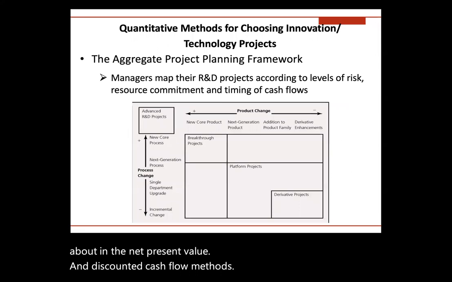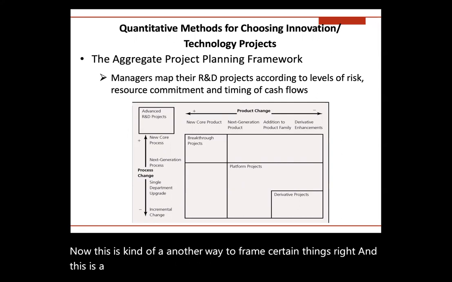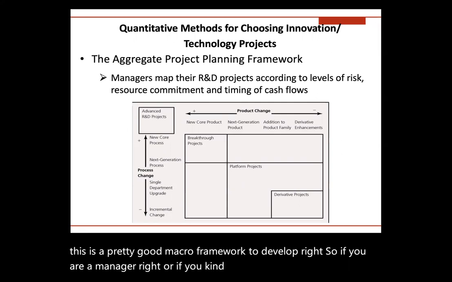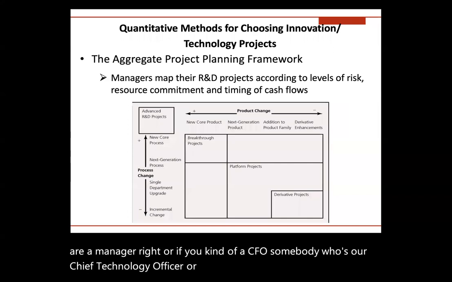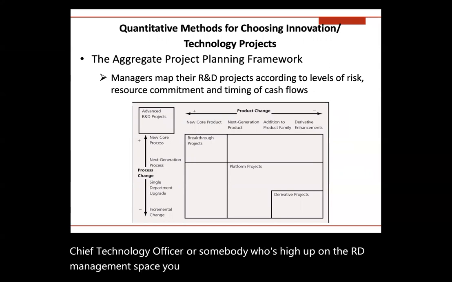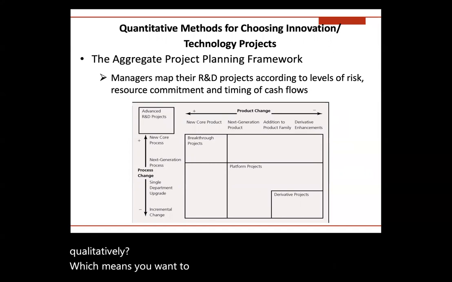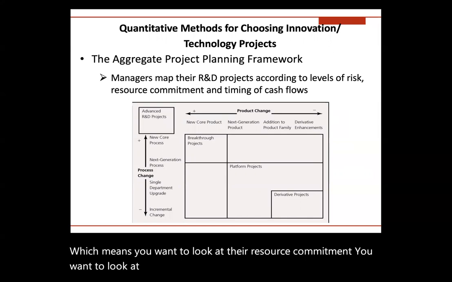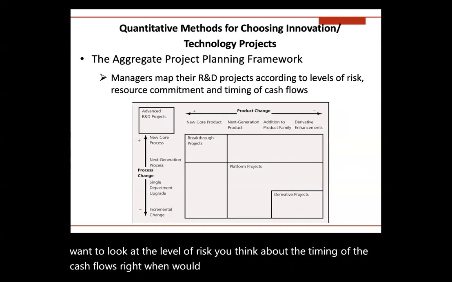Now, this is another way to frame certain things, and this is a pretty good macro framework to develop. If you are a manager, a CEO, CFO, chief technology officer, or somebody high up in R&D management, you want to start ranking R&D projects qualitatively. That means you look at their resource commitment, the level of risk, and the timing of the cash flows. When would you expect the money to come in?